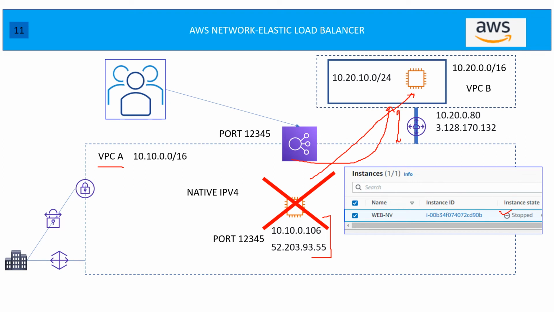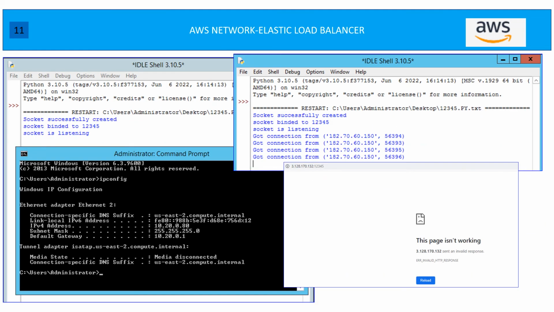And when you spin this instance up, these are the IP addresses I see. So the private IP address is going to be 10.20.0.80 and the public IP is going to be 3.128.170.132. So my EC2 instance is running in VPCB.